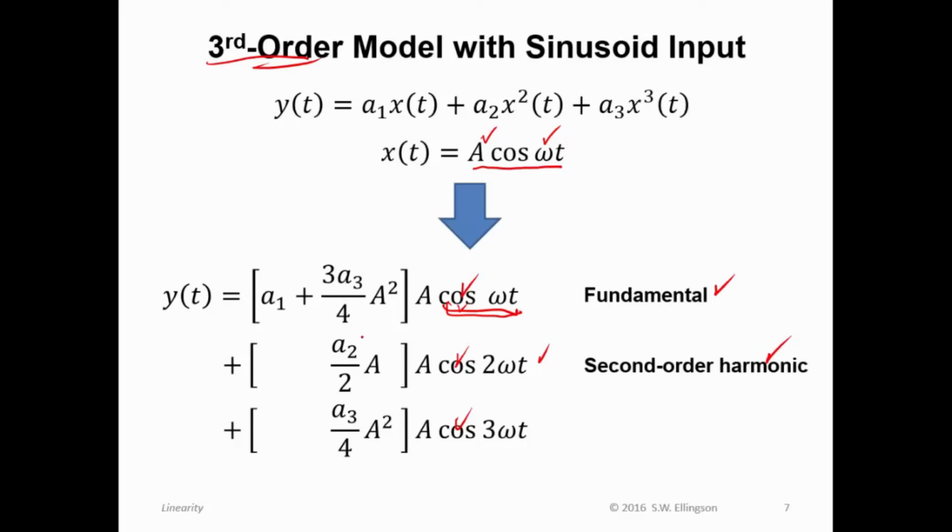And no surprise here, you see the second order harmonic depends on the coefficient a sub 2. And the third term, which is at 3 times the frequency, we refer to as the third order harmonic. And again, you may not be surprised to see that that depends on the coefficient a sub 3. If we go back to the fundamental, we see that the fundamental depends on a1, because that's the linear contribution, or that's the linear output that we expected. And then we also have this additional contribution, which depends on a3.